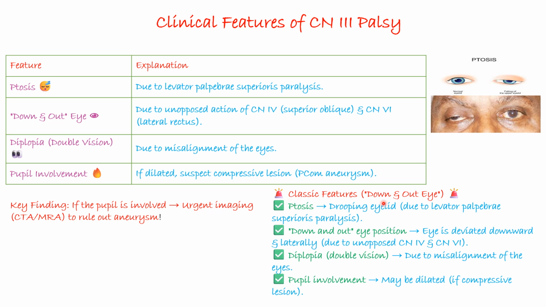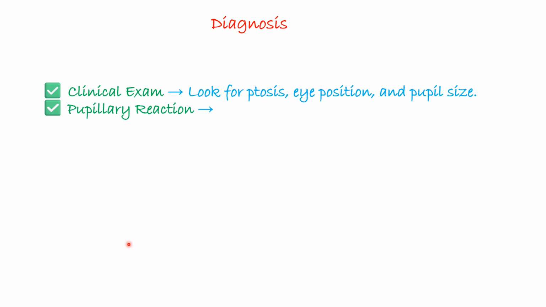So classical features are the eye down and out, and this is because of the somatic fibers being affected. We're also going to have ptosis, this is the drooping of the eyelid due to the levator, the eye down and out, diplopia and pupil involvement. So for the diagnosis, clinical exam is very important. In the clinical exam, you're going to see ptosis, that is a drooping of the eyelid. You're also going to see the position of the eye, which will be down and out, and the pupillary size.